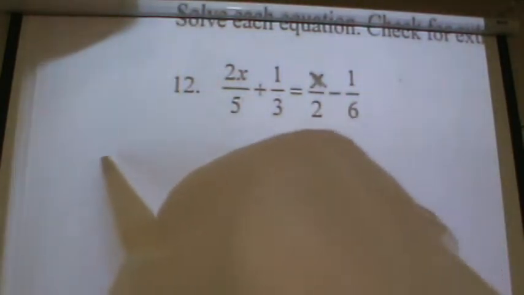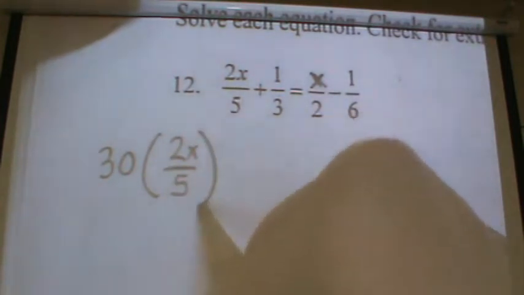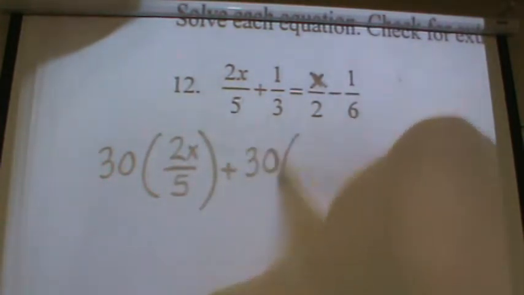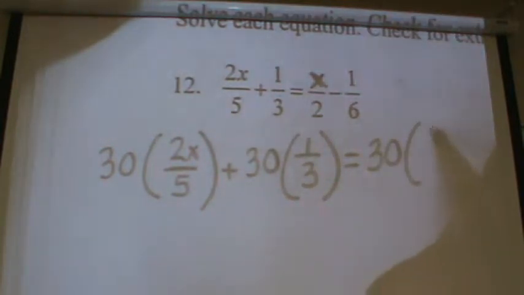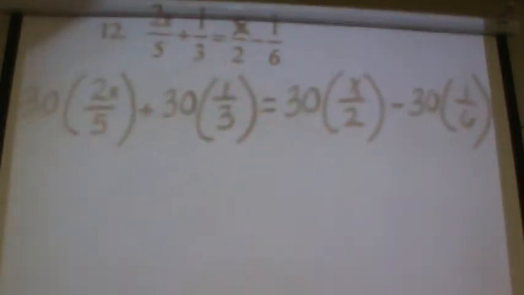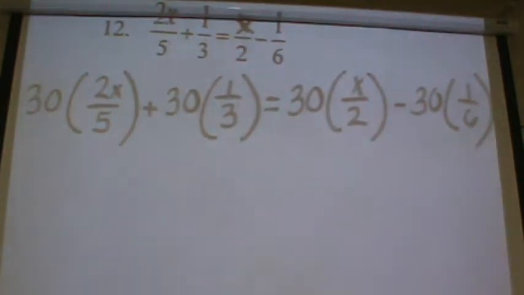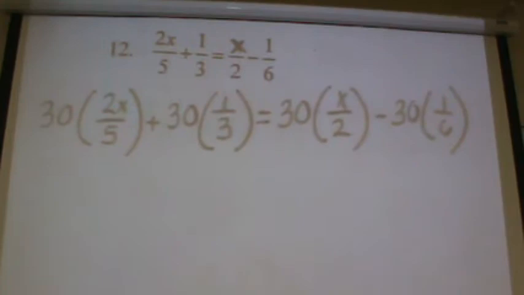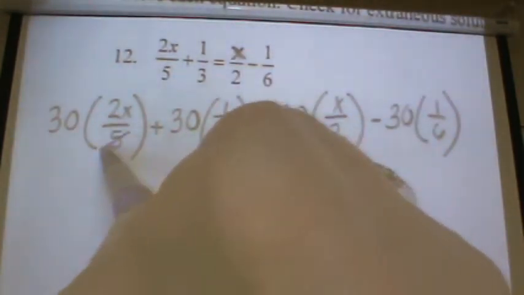So you're gonna multiply 30 times that, 30 times 1/3, 30 times x over 2 minus 30 times 1/6. Now, 30 is the number that will get rid of 5, 3, 2, and 6. Why do I want to get rid of them? Because I don't want to deal with fractions. 5 goes into 30 how many times?